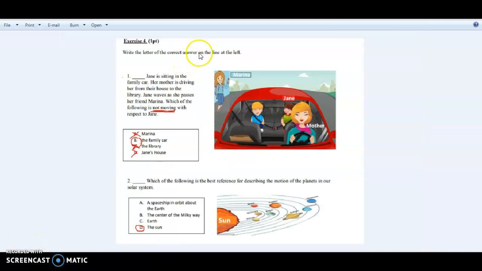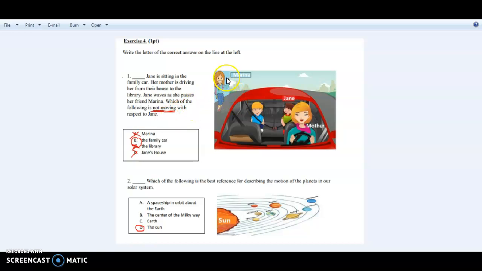Write the letter of the correct answer on the line at the left. Jane is sitting in the family car. Her mother is driving her from their house to the library. Jane waves as she passes her friend Marina. Which of the following is not moving with respect to Jane?